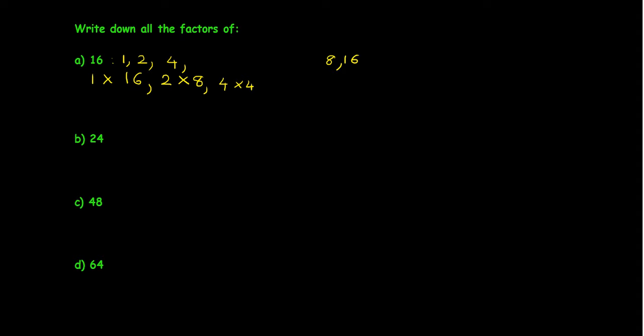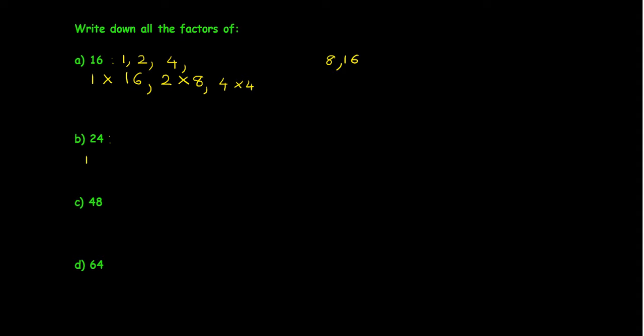So we've got 24. I'm going to go over one more example, finding the factors of 24. And then what you could do is after that, you could pause the video and then find out the factors of 48 and 64 yourself, right? Okay, let's go on. So factors of 24, we start again from the 1 times table.